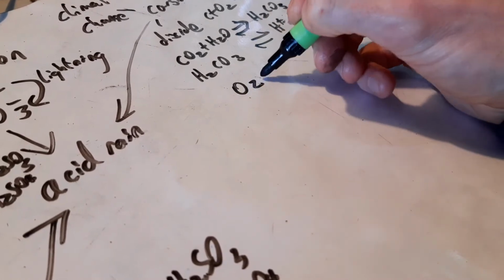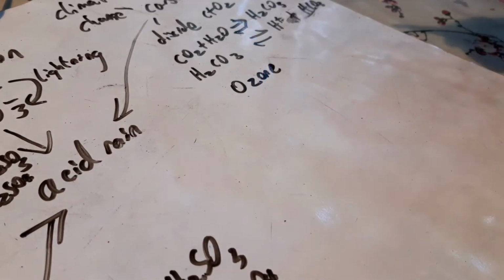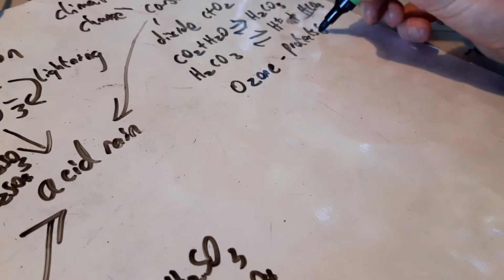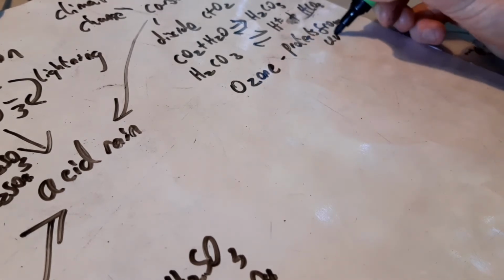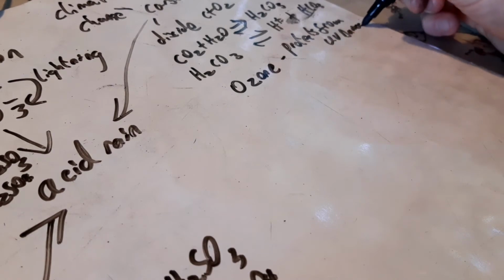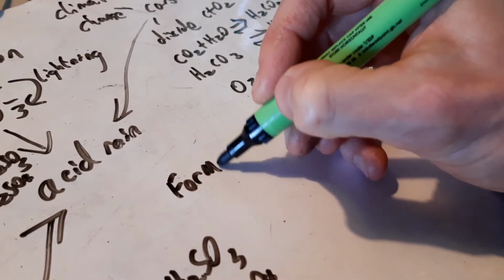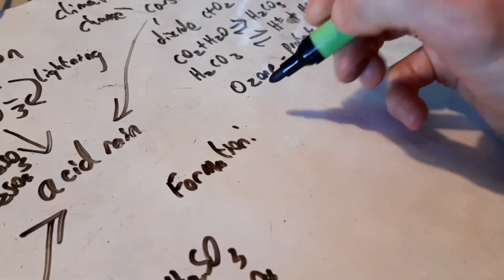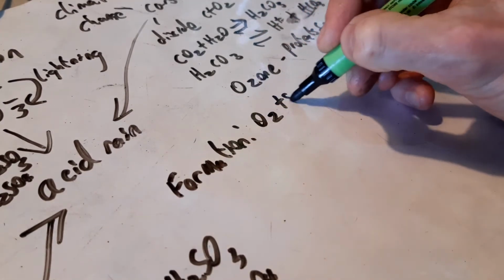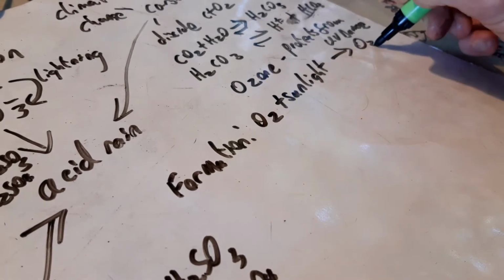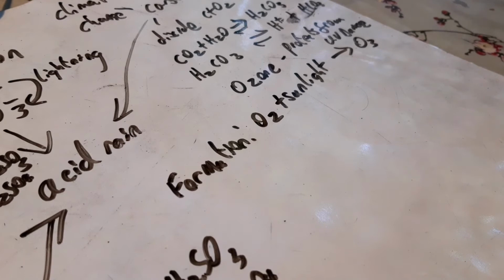There's one last section that you need to be familiar with in this topic, and that is ozone. So make sure you know what ozone is. It protects us from UV damage. Make sure you know what its purpose is. Make sure you know how it's formed. So we're going to write formation here. And we're going to write O2, that's oxygen, plus sunlight, gives us O3. That's ozone gas there.